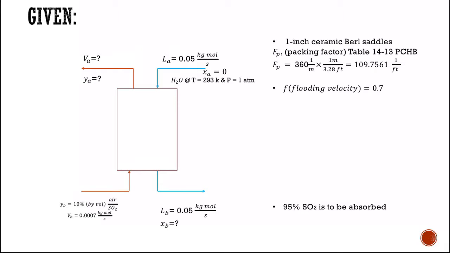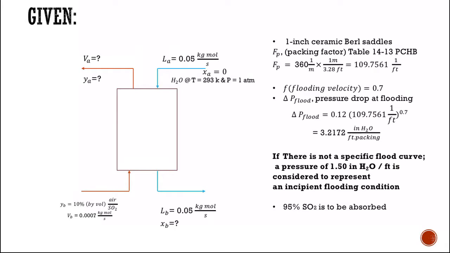The flooding velocity is given by 0.7, and calculating for the pressure drop at flooding, 0.12 times the quantity 109.7561 per foot raised to 0.7, we get 3.2172 inches of water per foot of packing. Now, if there is no specific flood curve, a pressure drop of 1.50 inches of water per foot is considered to represent an incipient flooding condition. We will use this 1.5 inches H2O per foot later on.